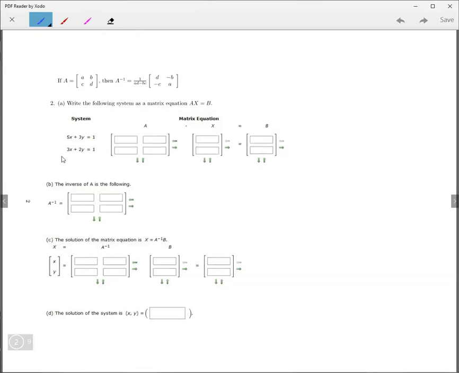Okay, now, why are inverse matrices important? Well, there's a lot of reasons. We're just going to give one reason that's based on systems of equations.